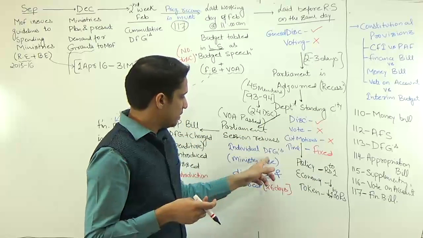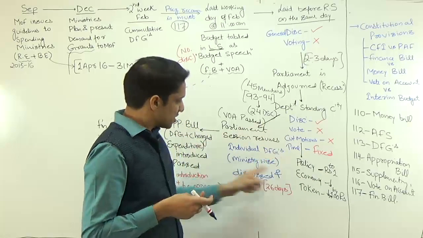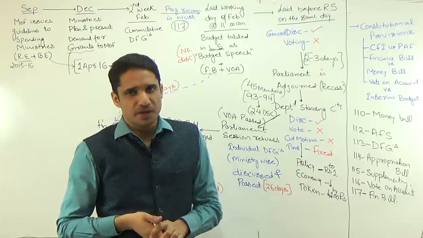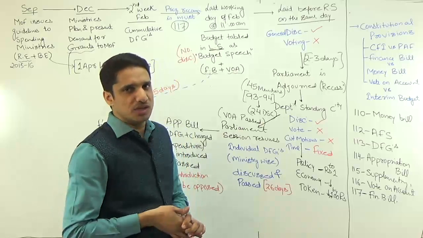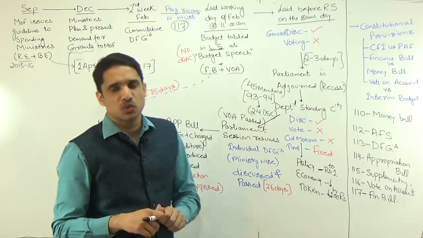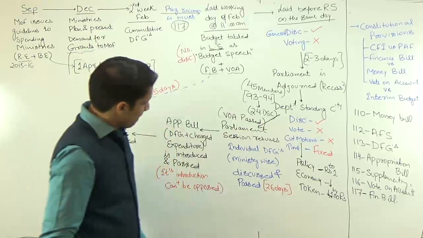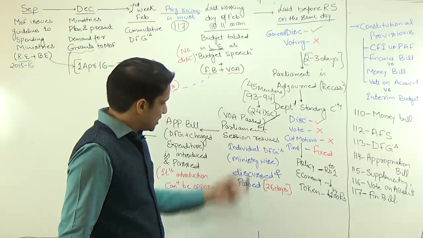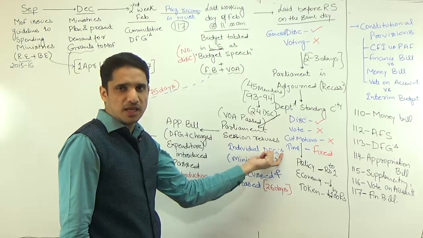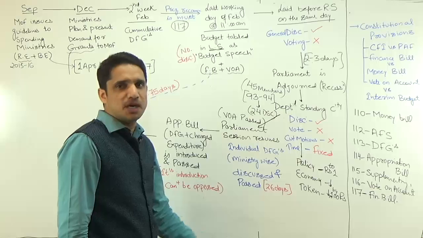Now these individual demands for grants, ministry wise, are being discussed and passed by the parliament. But again, the maximum time allowed to parliament is fixed, and that time is 26 days. So within these 26 days, parliament has to discuss these individual demands for grants. They have to pass these demands for grants.